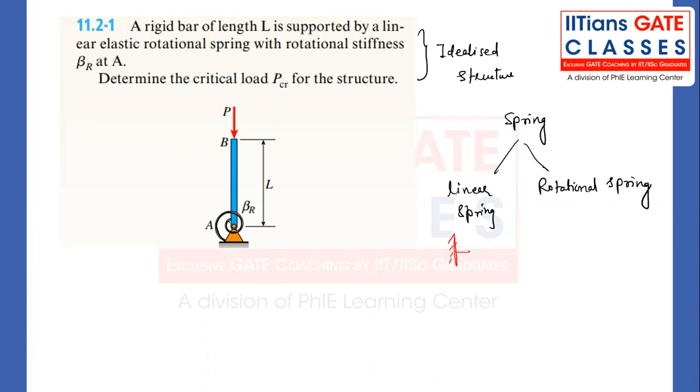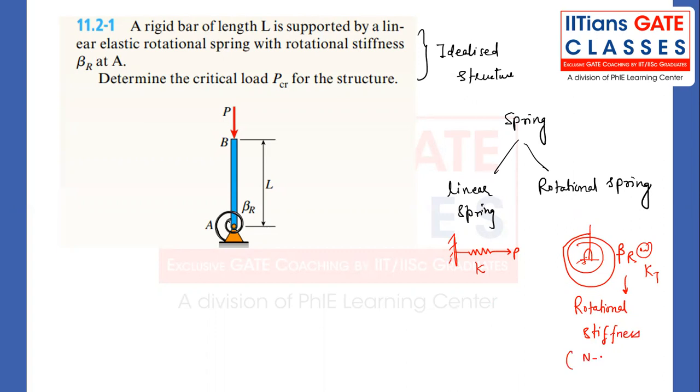You might have seen this. This is a linear spring where stiffness is k, right? But we have some kind of symbol like this. This is a rotational spring. We denote it by beta r, or in some textbooks you will find kt. This is called rotational stiffness. What is the unit? Newton meter per radian.